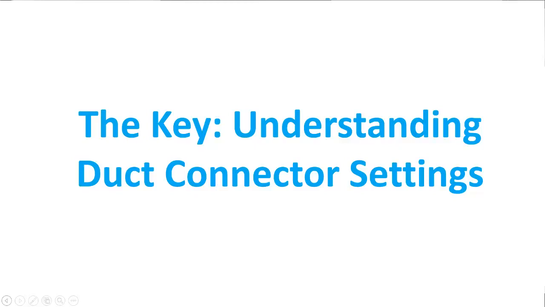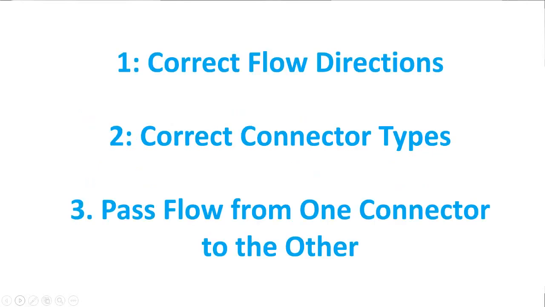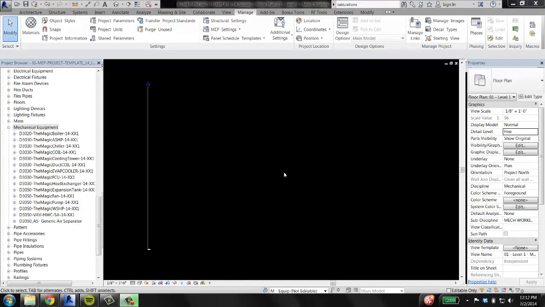The key things to understand are that the flow directions of all of the duct connectors need to be correct, the flow types as defined in the connector need to be correct, and the flow needs to be passed from one connector to the other in each family. So we'll get in and explain how all that works.